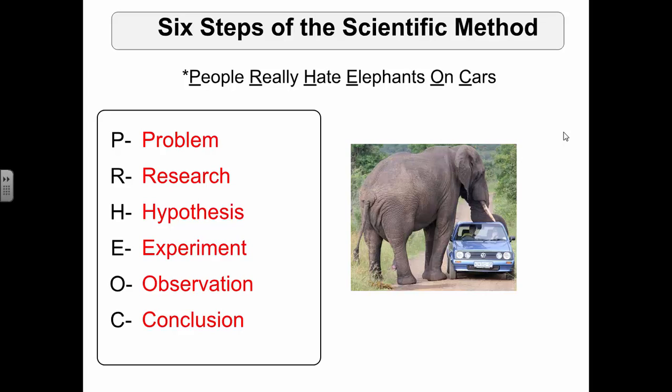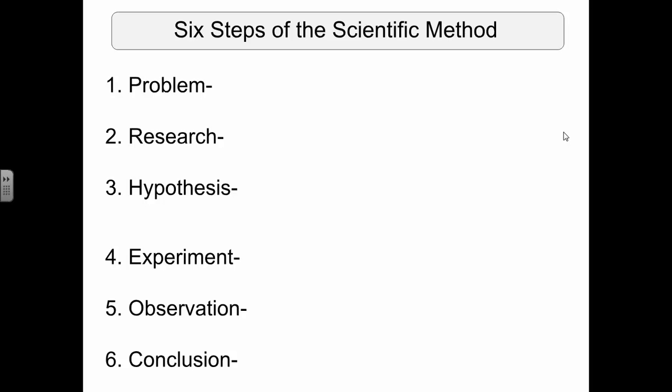So let's talk about what they actually mean. So when we're talking about the problem or the observations, what does that really mean when we're doing science, when we're trying to learn something using the scientific method? So we'll start with the problem. Scientists are constantly asking questions. And in the problem step, that's when you pose a question, trying to figure something out.